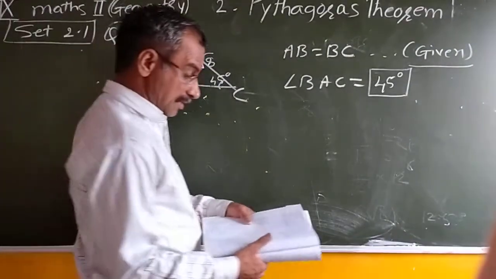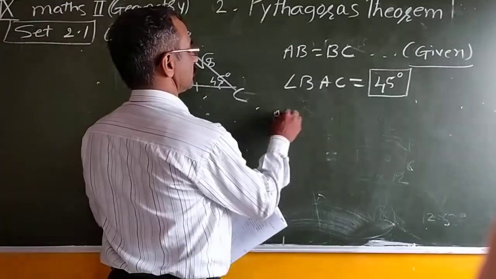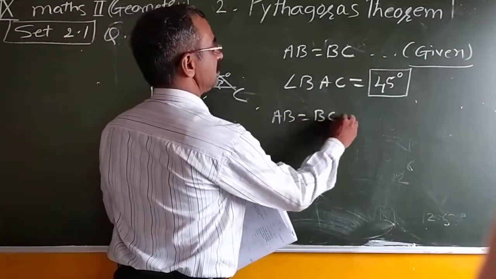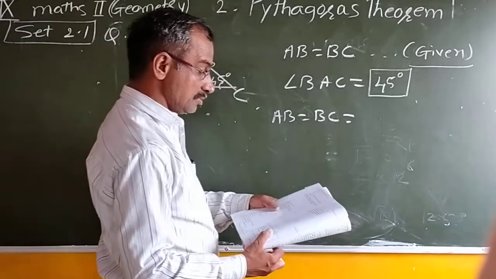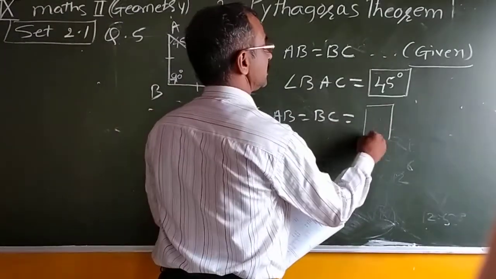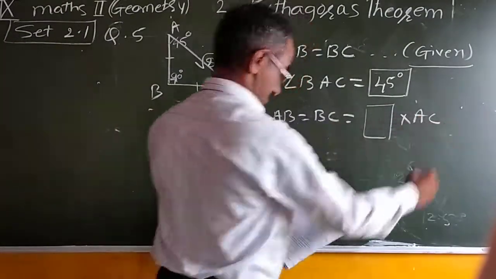Then AB is equal to BC is equal to, again a blank space is given, into the AC.